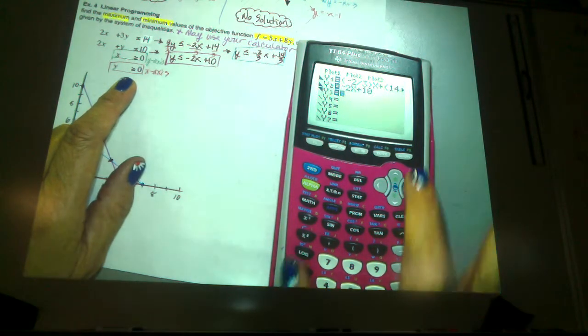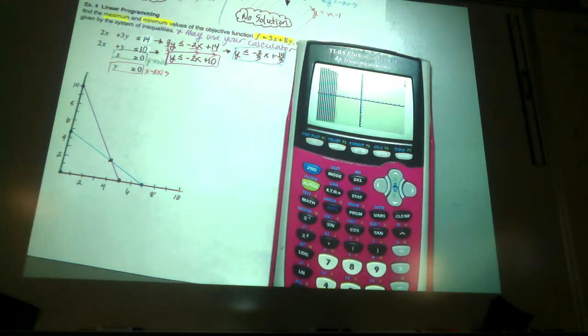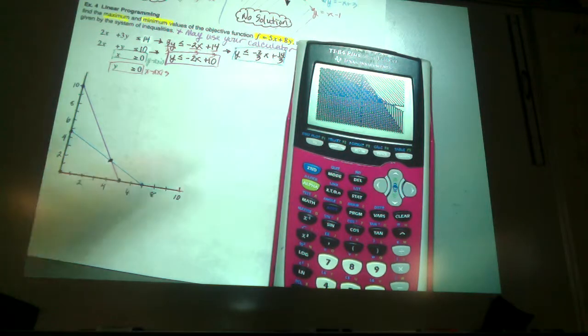Okay? So then when you graph it, you can see the shading occurring. There's the first line. Love it. And if you have a color calculator, it's even more fantastic. And then there's the other one. So that you can see this little quadrilateral in there, but I want to blow that up. So I want to adjust my window.